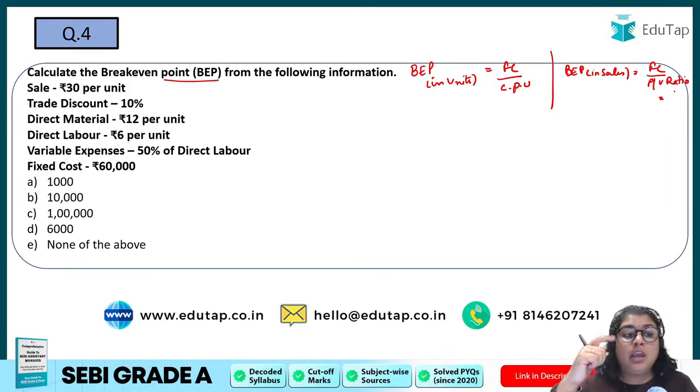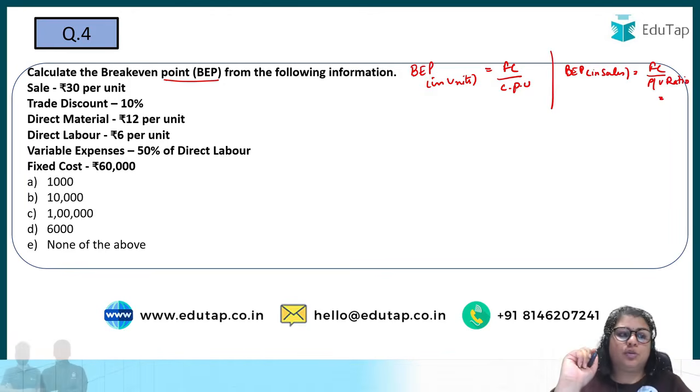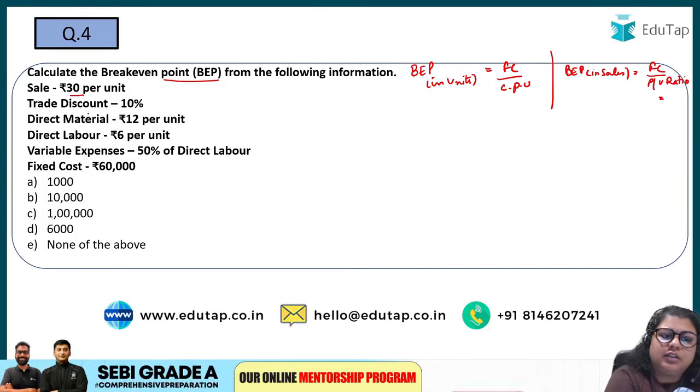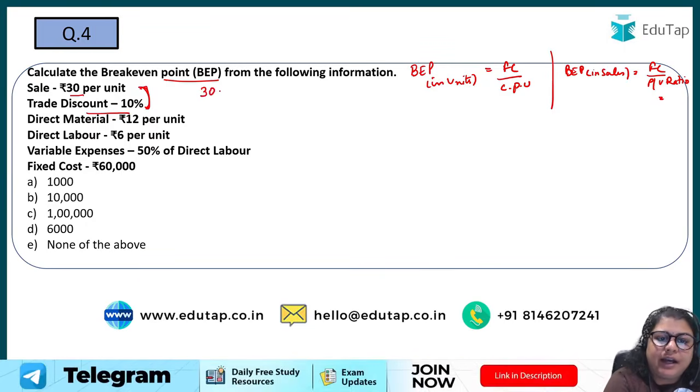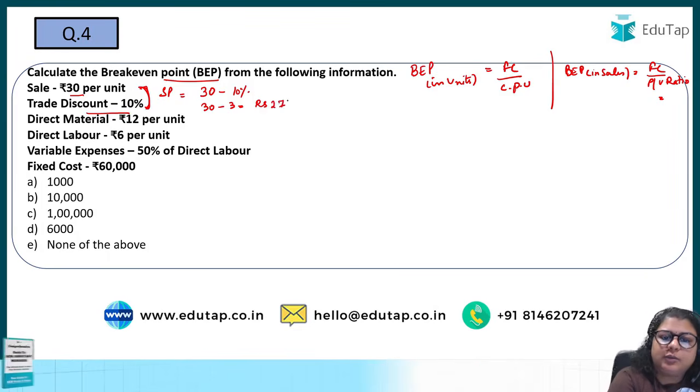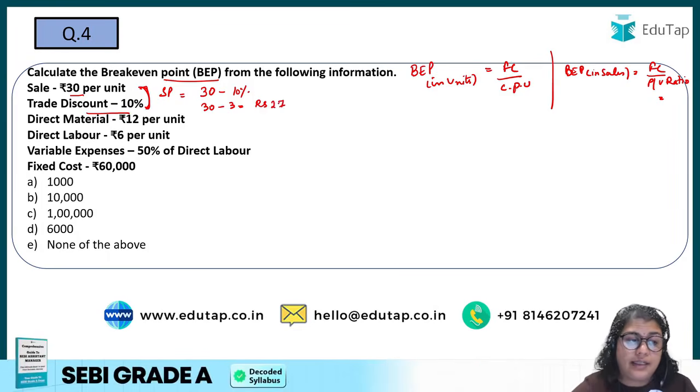Very important. Now the sale is given to you rupees 30 per unit, trade discount is given to you 10%. Now this discount if you have given, so isko hum manenge, theek hai? So 30 minus, the net selling price will be how much? 30 minus 10% of 30 rupees, so that will be rupees 27. This rupees 27 is the net selling price.